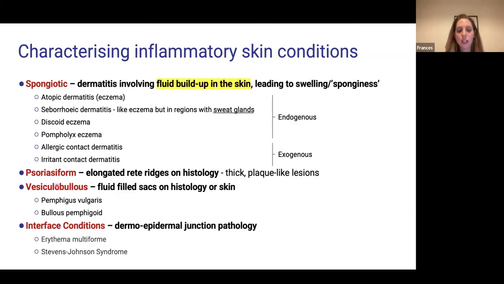Then you have your vesicular bullous conditions, which are basically blistering conditions. So this is pemphigus vulgaris and bullous pemphigoid. Those are the two that will come up most likely. And then you also have things that happen at the dermoepidermal junction, and that's things like erythema multiforme, Stevens-Johnson syndrome, and also toxic epidermal necrolysis, which you'll need to know about as well.